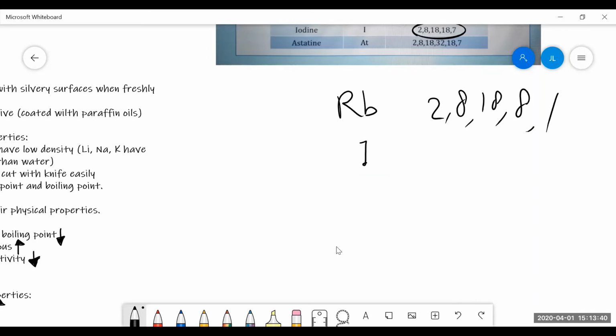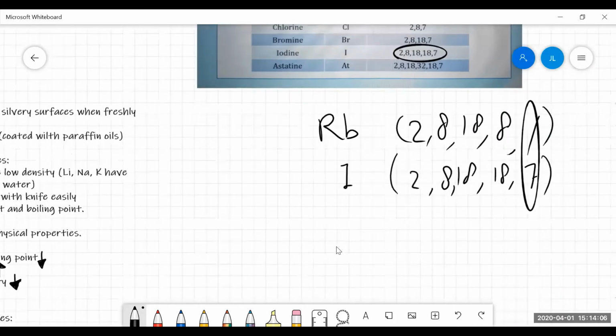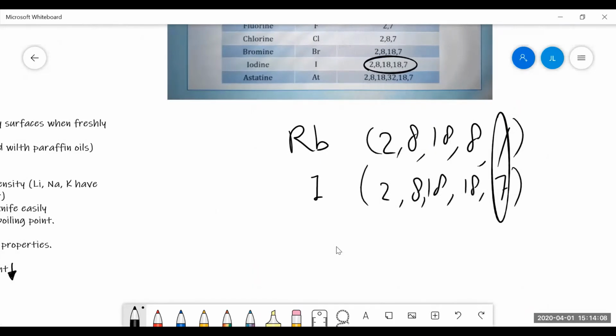For iodine, 2, 8, 18, 18, 7. Do you notice the difference? Yes, they both have 7 valence electrons. What else is different here? One is 8, another one is 18. Yeah, this one.